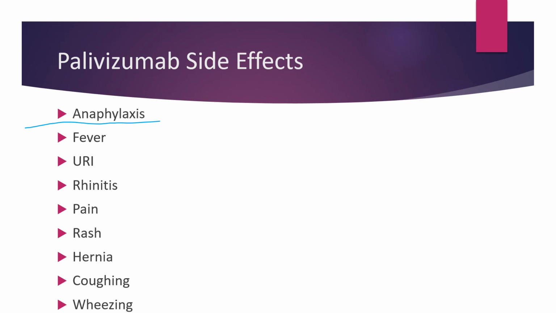Other things that can happen with this drug: fever, upper respiratory infections, rhinitis, pain, rash, especially on these patients, hernias, coughing and wheezing would be another one. And those ones are more traditionally associated with that anaphylaxis reaction to it. So that's going to be that one for pediatrics or newborns anyway, you're going to see out there.